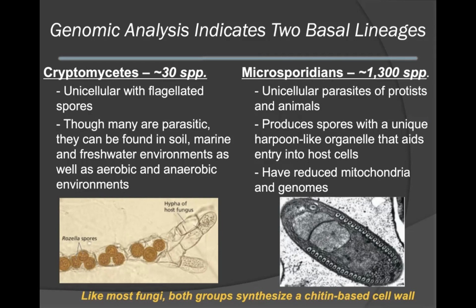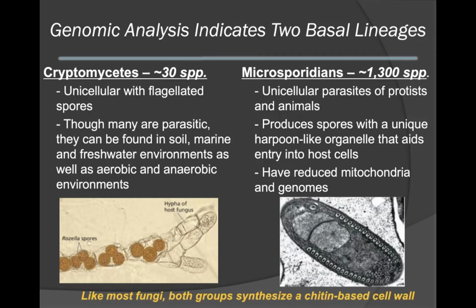Cryptomycetes have flagellated spores, remnants of their ancestral species. Though many cryptomycetes are considered parasitic, they can also be found free-living in soil, marine, and freshwater environments. They can also be found in aerobic and anaerobic conditions.